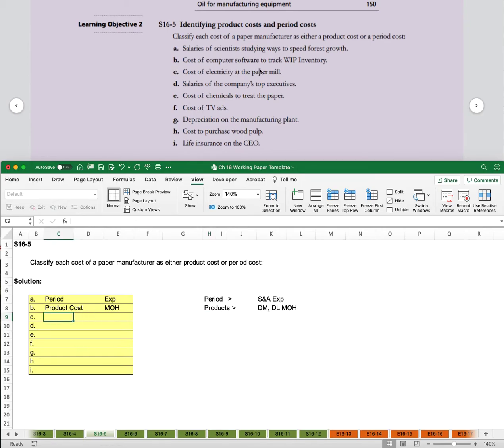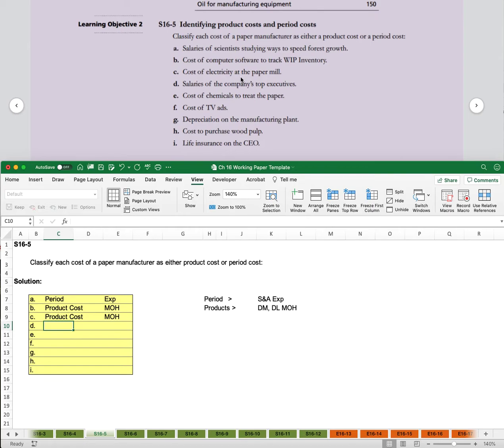Cost of electricity at the paper mill. So that's a product cost because it's at the mill where we're producing our paper. So we'll put product here. And it's not direct materials or direct labor, so it will also be manufacturing overhead.